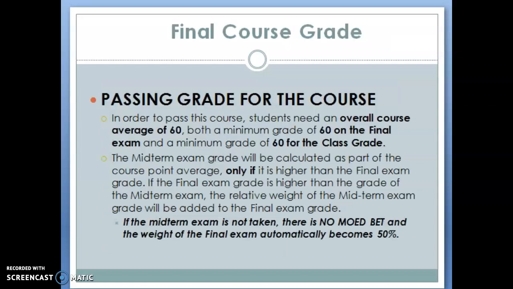So, how do you get your final course grade? I suggest you pause and read this, but very quickly to go over it, you must have a 60 overall average. That means 60 on the final exam and a 60 for the class grade.